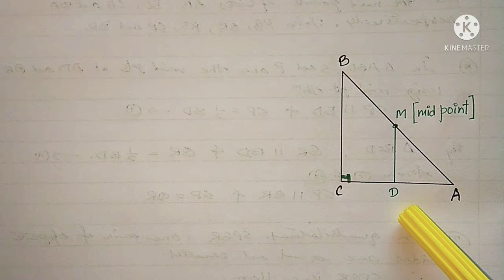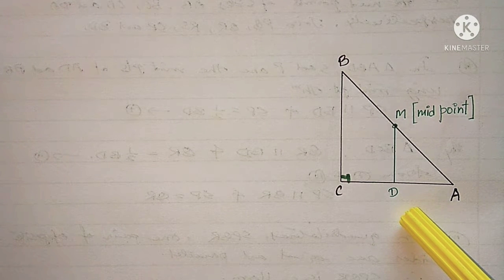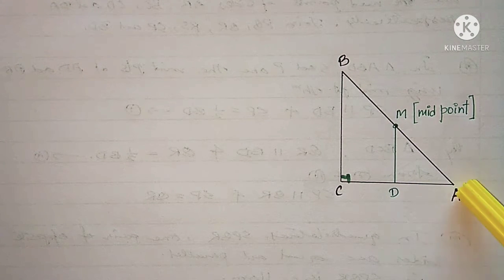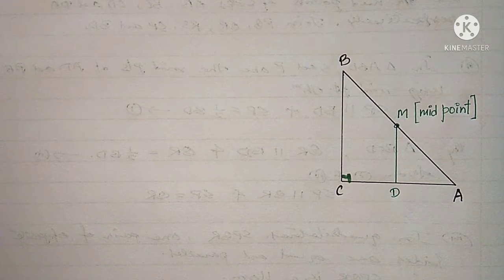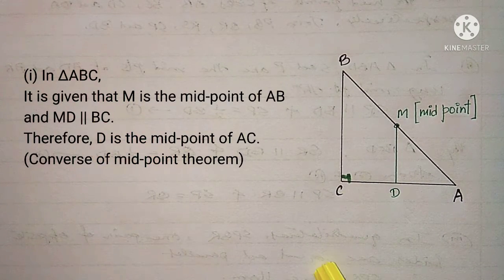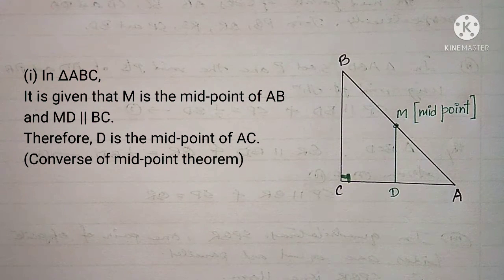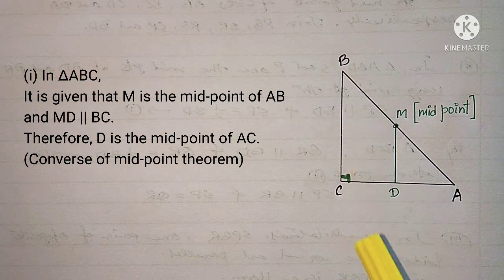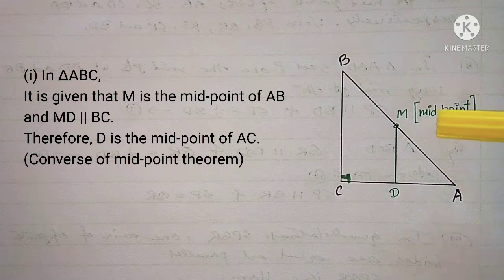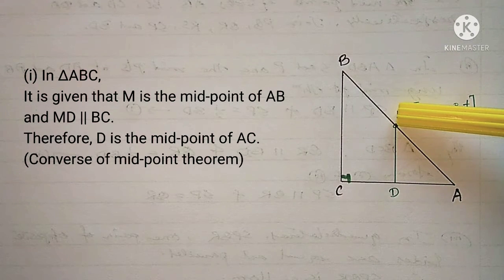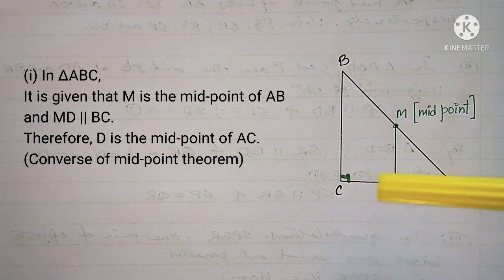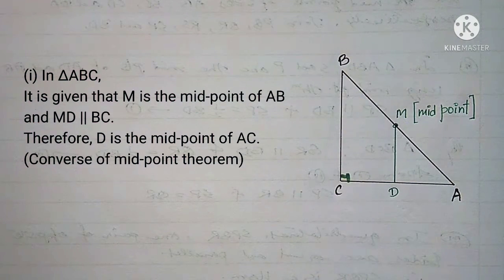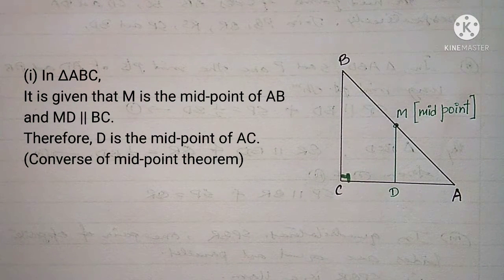Now, first of all, what do we need to prove? The first one is that D is the midpoint of AC. It's a very simple question. In triangle ABC, M is the midpoint of AB, already given. We draw a line through M parallel to BC, intersecting at D, so easily we can write MD is parallel to BC, because it is given to us.